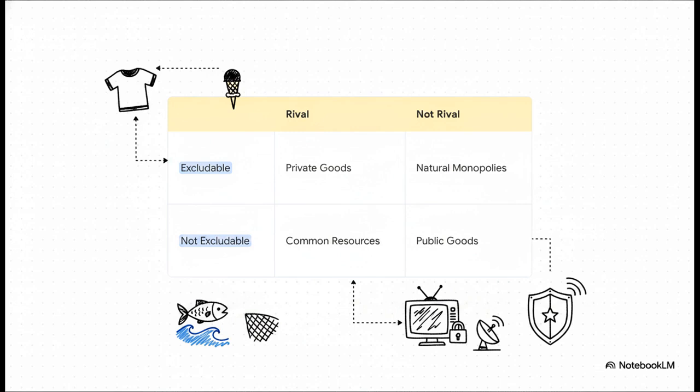We've got private goods, which are both excludable and rival, like the clothes you're wearing right now. Then there are common resources, rival but not excludable. Think of fish in the open ocean. Anyone can drop a line, but every fish I catch is one less fish for you. Then we have natural monopolies, which are excludable but not rival, like your cable TV. And finally, public goods, which are neither excludable nor rival, things like national defense.